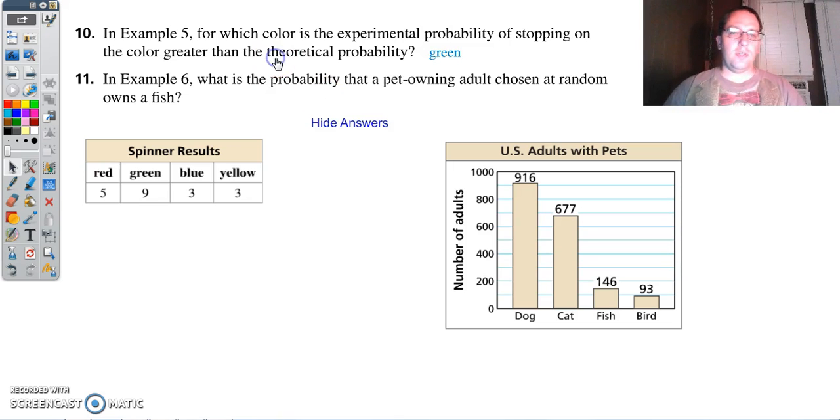All right, so number 10, green. We already saw that before. Green was 9 out of 20, which is greater than 1/4. For number 11, it's about 11%. So for the fish, that's 146 out of the 1328 that had pets, because it's just pet-owning adults, not all adults in the survey. And so there's your percent there.